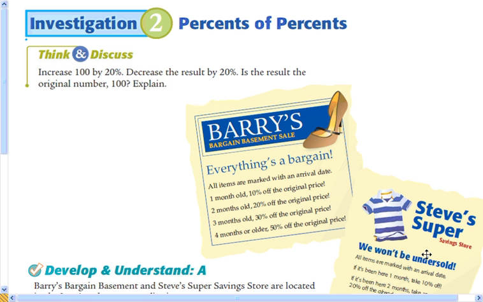Let's think about this to start with though. If you increase 100 by 20%, and decrease the result by 20%. So we're going to increase by 20, then decrease by 20. Is the result the original number, 100? Explain. Well, it kind of seems like it should be, right? You're going to go up by 20%, then down by 20%.